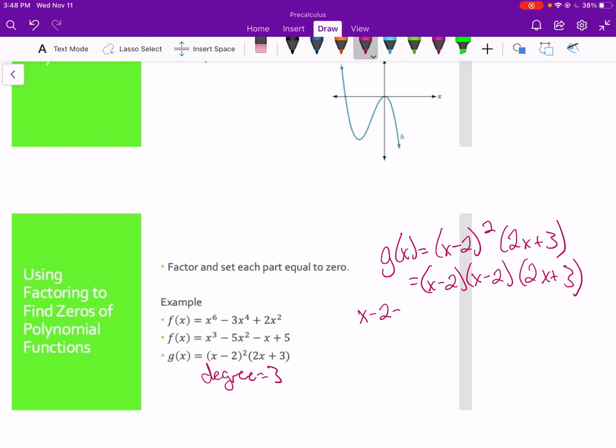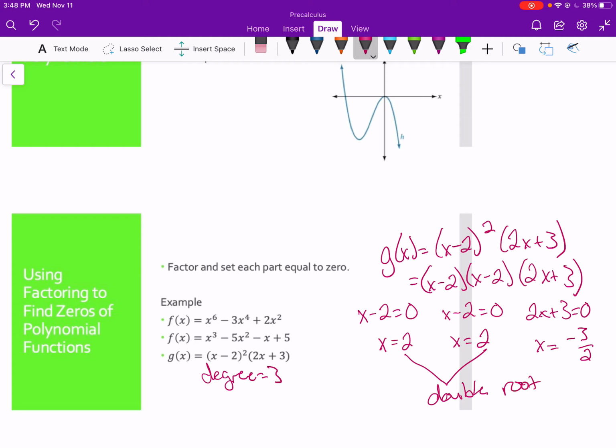So x minus 2 is equal to 0, x minus 2 is equal to 0, and 2x plus 3 is equal to 0. You get that x equals 2 in the first two cases, and then x equals negative 3 halves in the third case. Once again, you're going to see that this doubles up, so this is a double root. So we have 1, 2, 3, which matches our degree, so we are good.